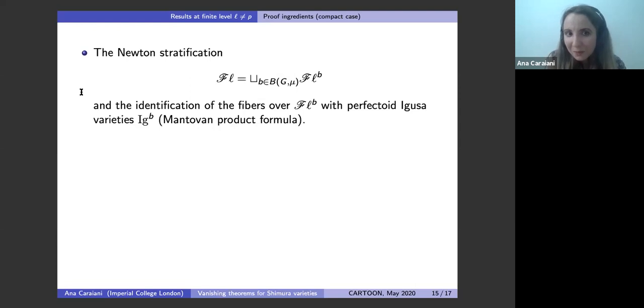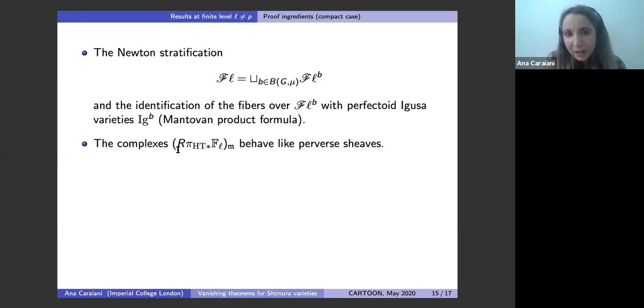Okay, so that's one ingredient. Another ingredient is that you can identify the fibers over each Newton stratum with perfectoid Igusa varieties. So these are some more classical objects that are reasonably well understood. And in the compact case, which is really what I'm explaining here for simplicity, the identification of the fibers goes further, and we even can say what the fiber bundle structure is. And the result that we prove is best described as an infinite level version of the Mantovan product formula that describes the relationship between Shimura varieties, these Igusa varieties, and also Rapoport-Zink spaces. Okay, so that's one ingredient.